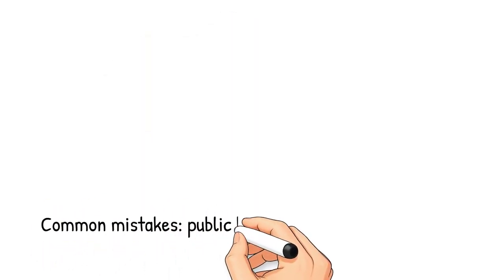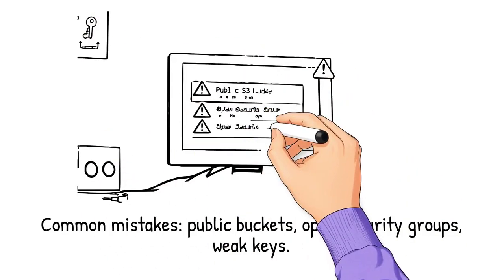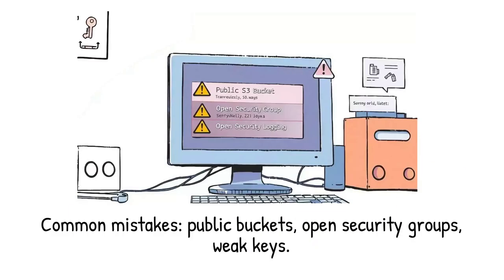Examples of misconfigurations causing breaches include public S3 buckets, overpermissive IAM roles, open security groups, 0.0.0.0, exposed databases, hard-coded secrets, disabled logging, unrestricted API endpoints, misconfigured Kubernetes clusters, weak access keys, and lack of MFA.